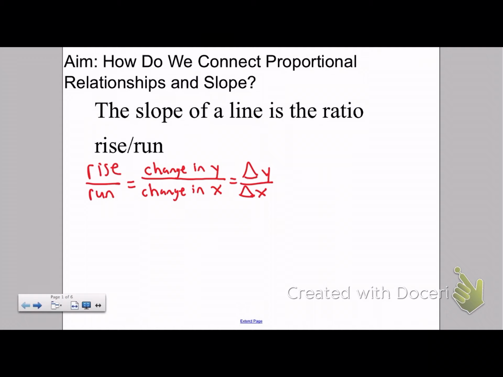We also have a slope formula. Slope in math is always going to be represented by m. So m equals y2 minus y1 over x2 minus x1.